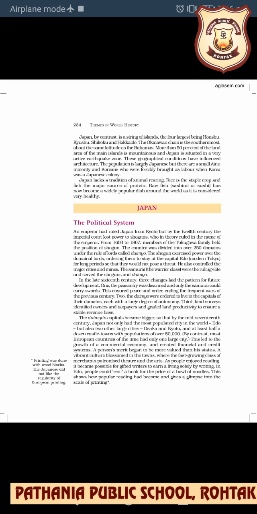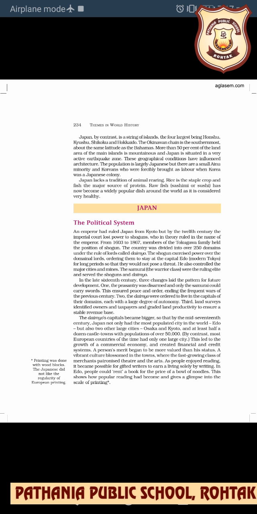Now the question that comes to mind is why the shogun told these domainal lords to stay at the capital. There was a very important reason: so that these lords would not pose a threat to the empire. He also controlled the major cities and mines. The samurai, the name for the warrior class, were the ruling elite and served the shoguns and daimyo.